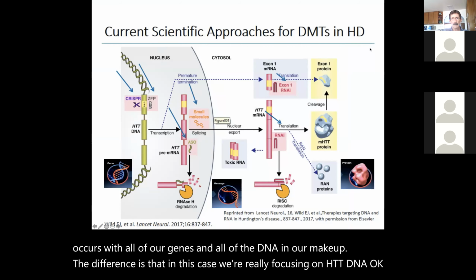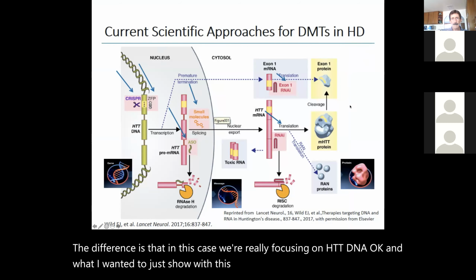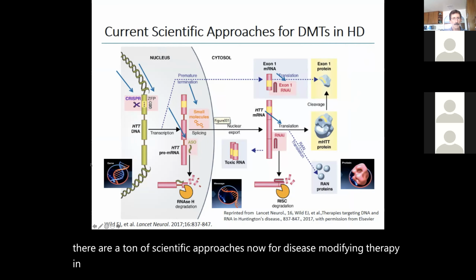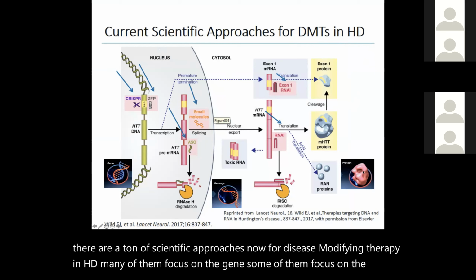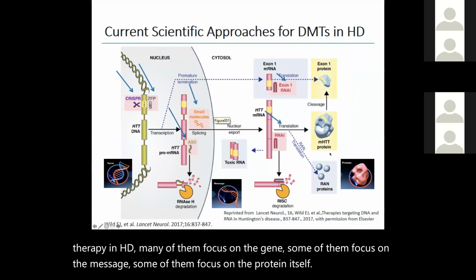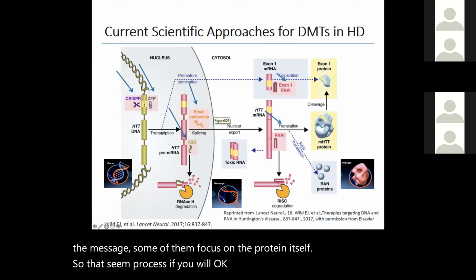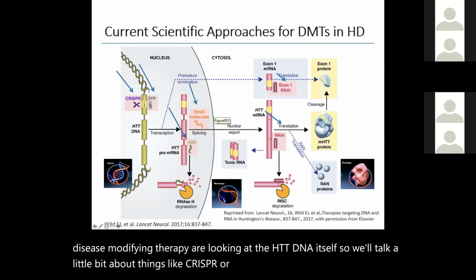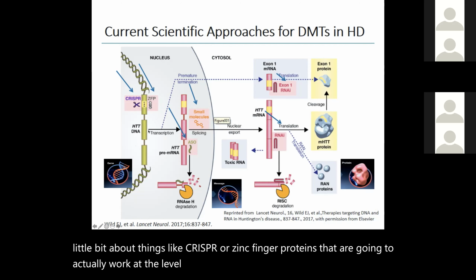And what I wanted to just show with this cartoon, from Lancet Neurology, is that there are a ton of scientific approaches now for disease-modifying therapy in HD. Many of them focus on the gene, some of them focus on the message, some of them focus on the protein itself. So that same process, if you will, okay? And so many of the approaches are looking at the HTT DNA itself. So we'll talk in a little bit about things like CRISPR or zinc finger proteins that are going to actually work at the level of DNA and affect transcription to mRNA, right?